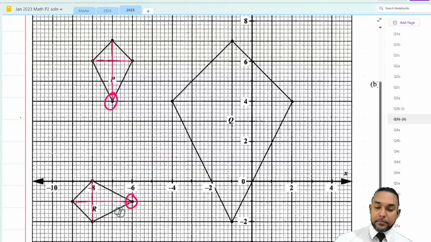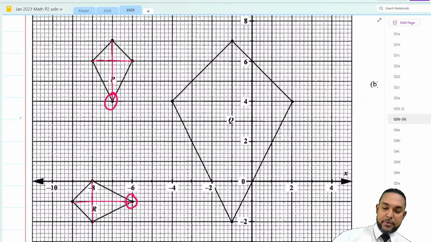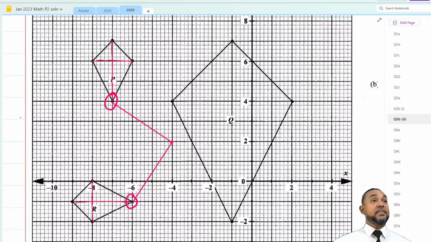So what you could do is pick some points at random, right? So for example, let's pick this one here, right? So that point there, if we connect it, right? So let's see if those points are the same next.